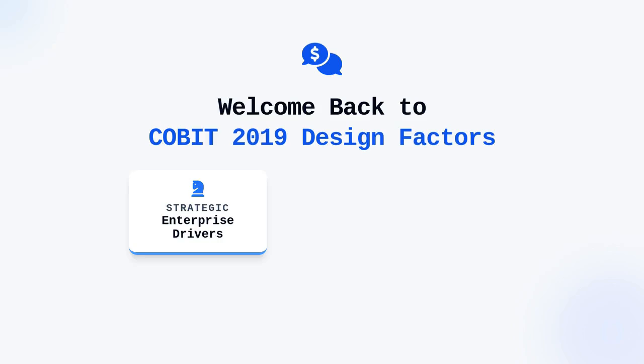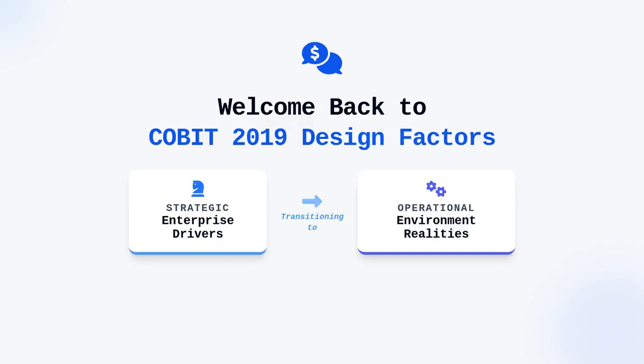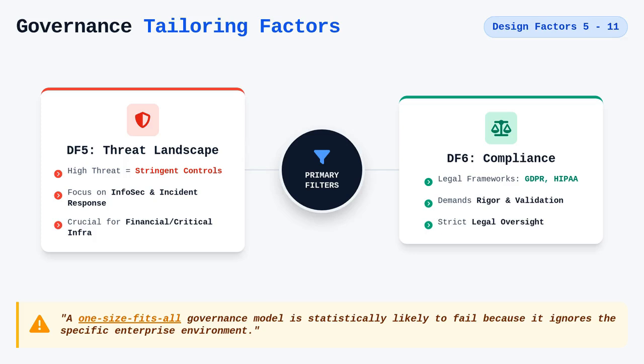Welcome back to our exploration of the COBIT 2019 design factors, where we transition from the strategic enterprise drivers to the operational realities of your environment. In this session, we investigate design factors 5 through 11, which act as the primary filters for tailoring your governance system to specific organizational needs. Starting with design factor 5, the threat landscape. We must recognize that an organization operating in a high-threat environment, such as one handling sensitive financial data or critical infrastructure, necessitates more stringent control measures than a low-risk startup. This requires higher capability levels for management objectives related to information security and incident response.